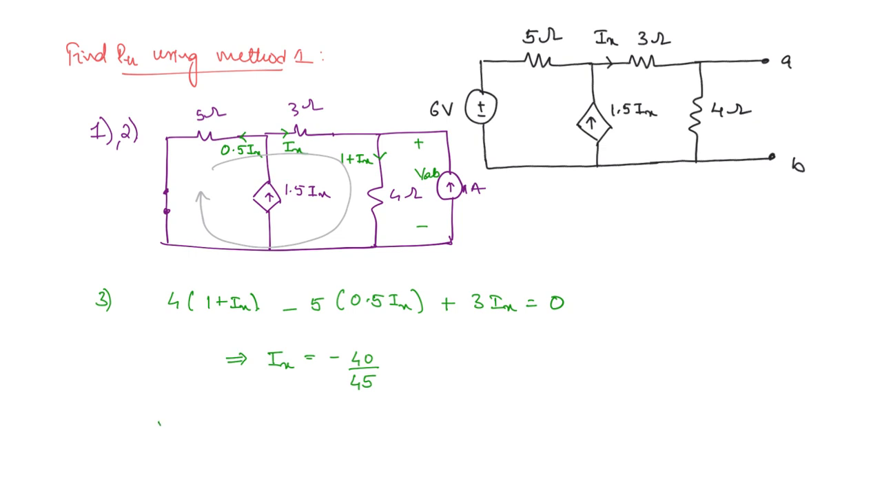Then what is the value of voltage VAB? See, this VAB is nothing but the voltage across this 4 ohm resistor. So 4 times (1 plus Ix). Ix you know. Finally, you're going to get VAB as 0.44 volt. So from here, RTH is simply equal to VAB, which is 0.44 ohms. So this is how you find the Thevenin's equivalent when there is a dependent source.